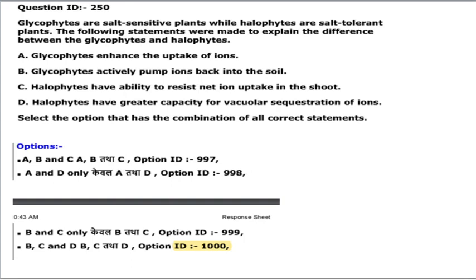Halophytes have a greater capacity for vacuolar sequestration of ions. Ion transport is an important mechanism for determining salinity tolerance in plants. There are two mechanisms by which ions are transported: one is across the plasma membrane, the next is across the vacuolar membrane. So this halophyte plant will have a greater capacity. Once they find a particular ion increasing, it will be sequestered, they will send all the ions to the vacuole where the ions will be stored. So this is with respect to both of these things.